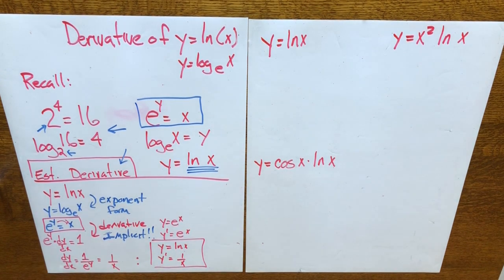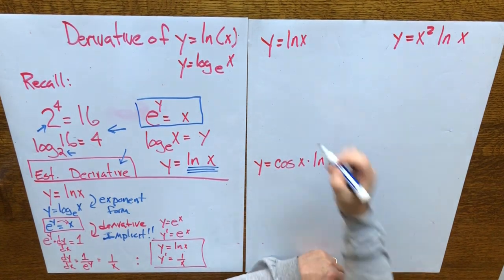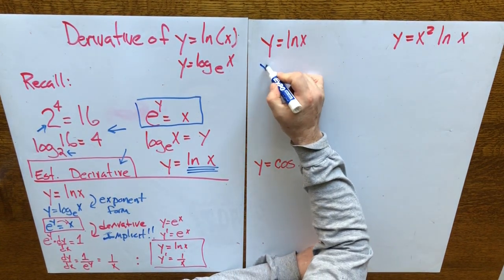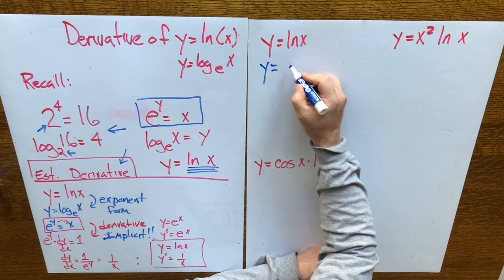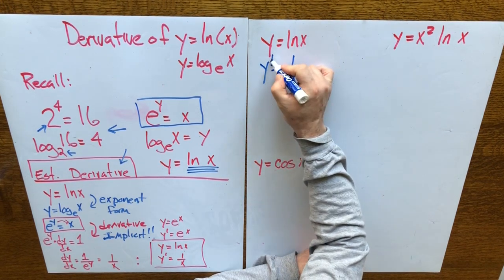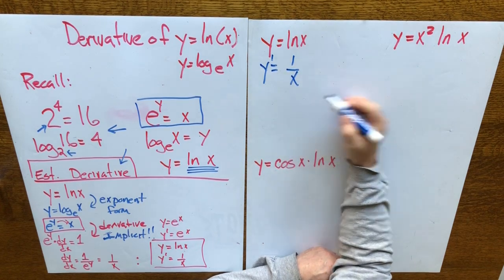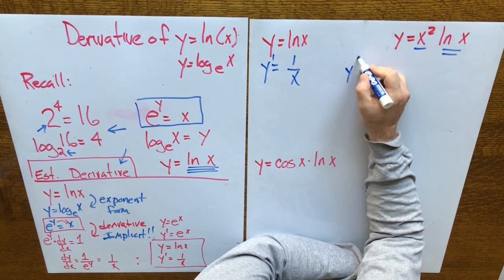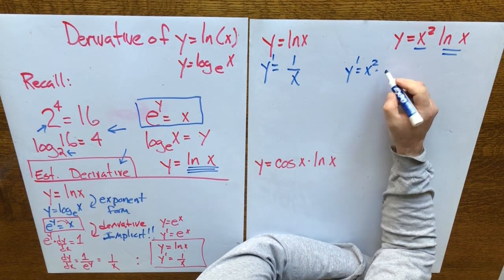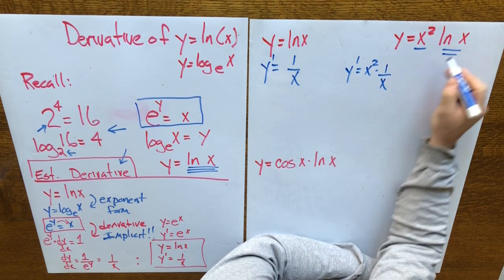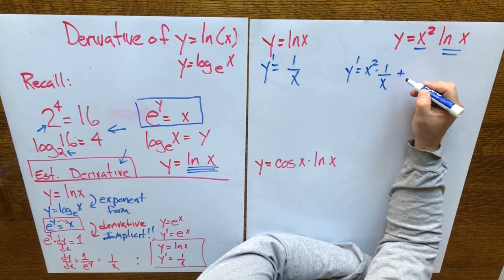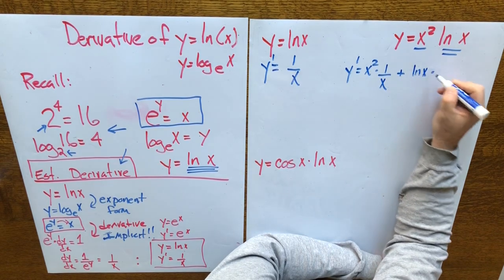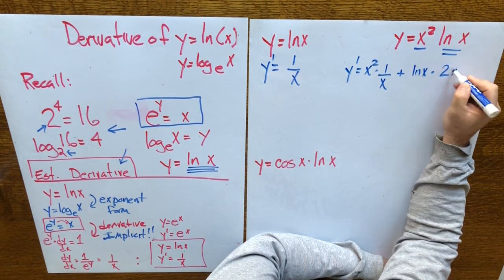That's a really simple derivative, and it's easy to apply. The laws of logarithms often make questions easier. Let's take a look at some of these examples. Y equals ln x, we just discovered, hopefully, that the derivative will be 1 over x. Here is a product, first, second. The derivative will look like this. Y prime equals first, x squared, times the derivative of the second, 1 over x. The derivative of ln x is 1 over x. Plus the second, ln x, times the derivative of the first, 2x.